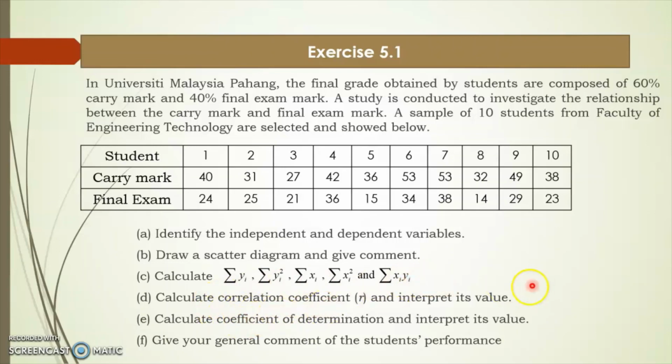Calculate R and interpret. Calculate R square and interpret. And then give your general comment of the student's performance. What do you think about the student's performance based on the interpretation you did in question D and question E? I want you to do this and submit in class notebook.